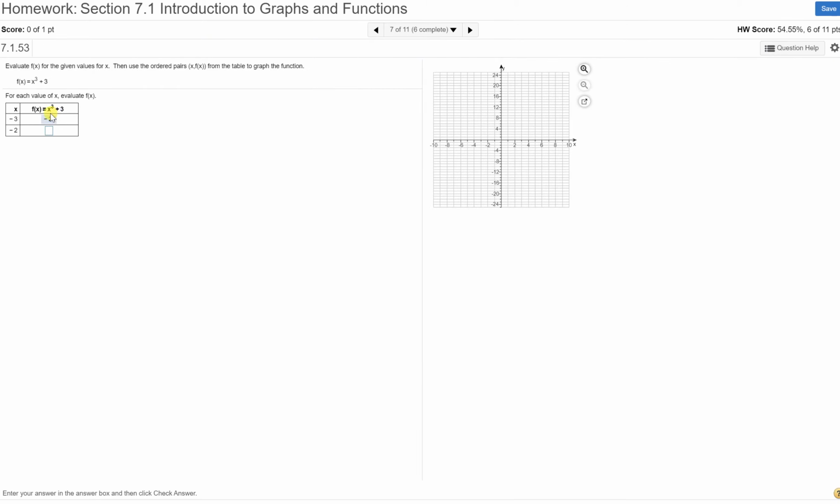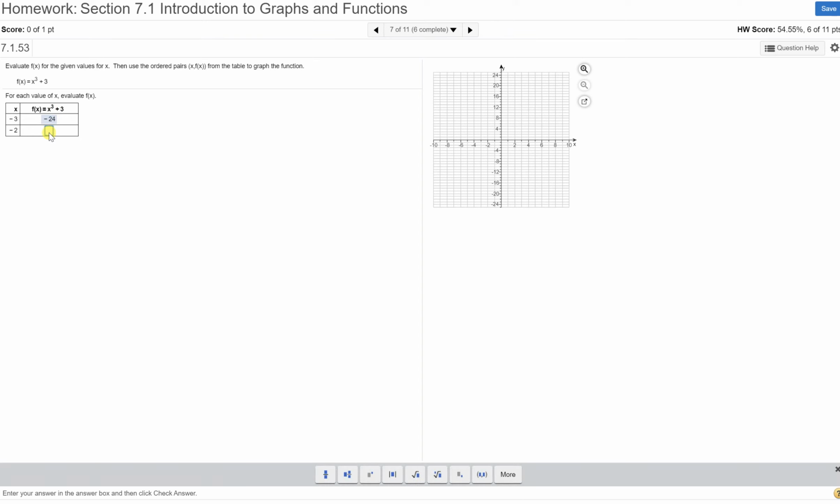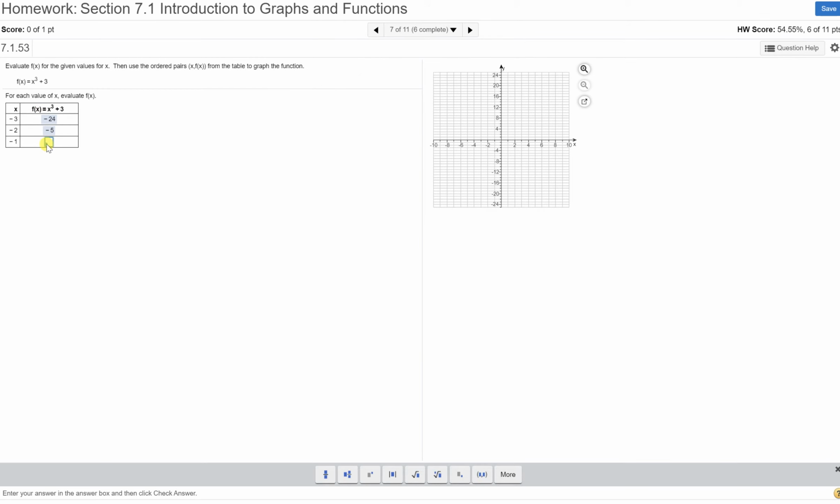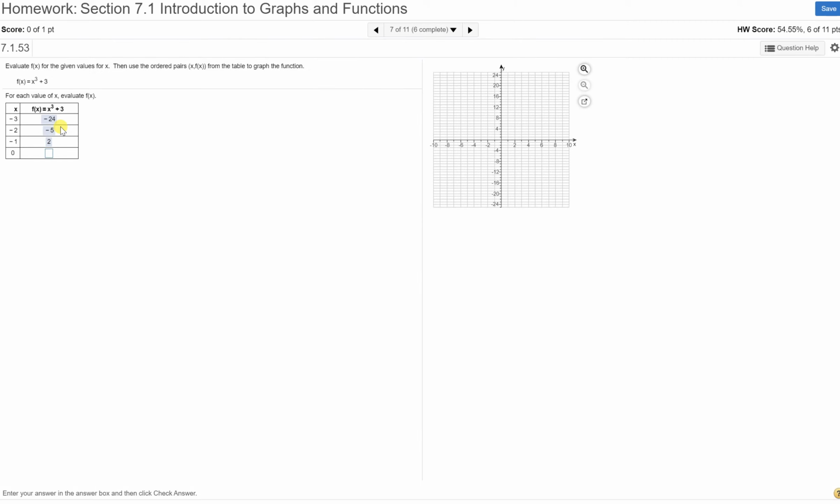Negative 2 to the third power is negative 8. Negative 8 plus 3 would be negative 5. Negative 1 to the third power is negative 1. And negative 1 plus 3 would be positive 2. 0 to the third power is 0. 0 plus 3 is 3. 1 to the third power is 1. 1 plus 3 is 4.